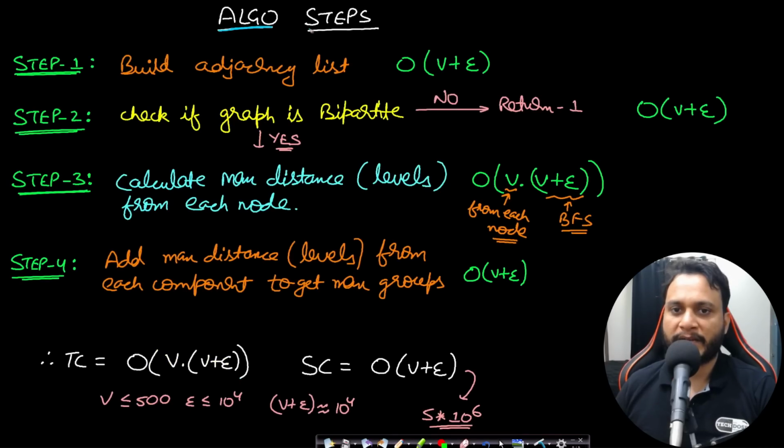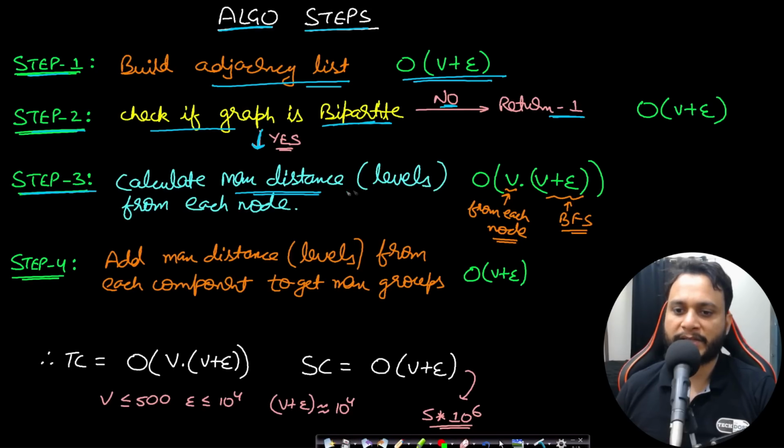So if I have to summarize the entire algorithm step by step, step number 1 is to get an edge list and build the adjacency list in time order of V plus E. In step 2, check if the graph is a bipartite graph. If the graph is not bipartite, you return -1 and finish your entire algorithm. Otherwise, if the graph is bipartite, then it is possible to divide the nodes into groups according to the problem statement constraint. So now we will proceed to step number 3.